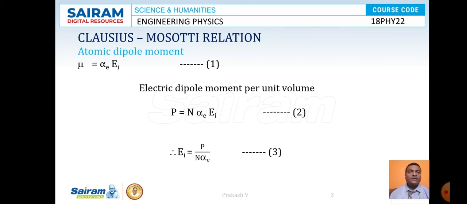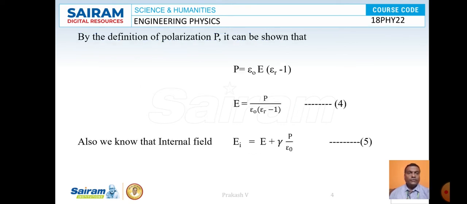Now we have equation number 1, that is mu equals alpha E into EI, and the polarization P equals N into alpha E into EI, and the internal field EI equals P by N alpha E. So with these three equations, we have the definition for polarization P, given by P equals epsilon 0 into E into epsilon r minus 1.